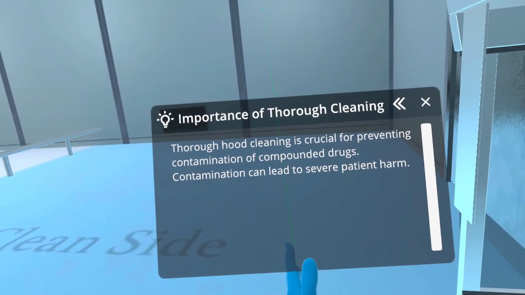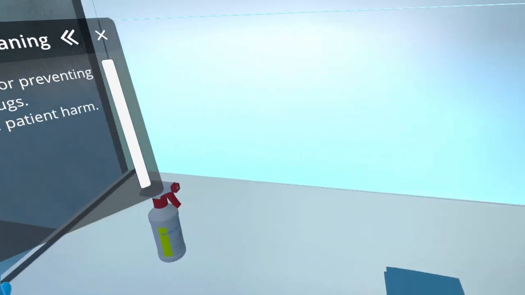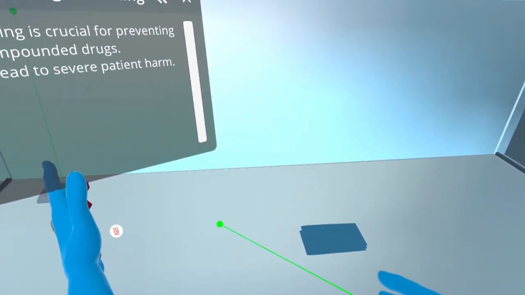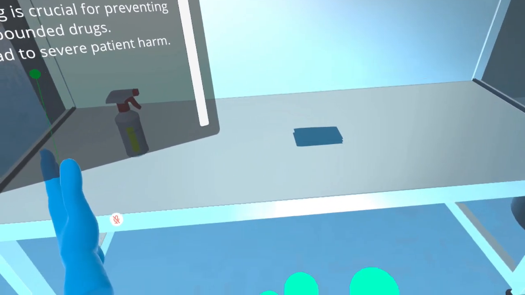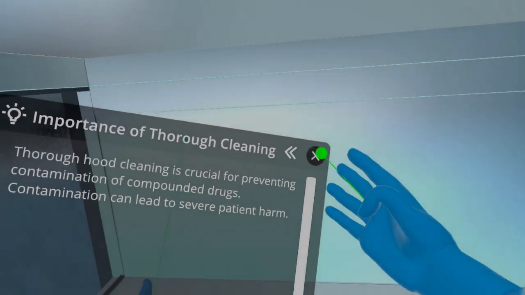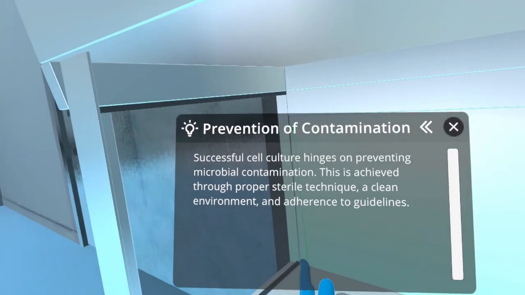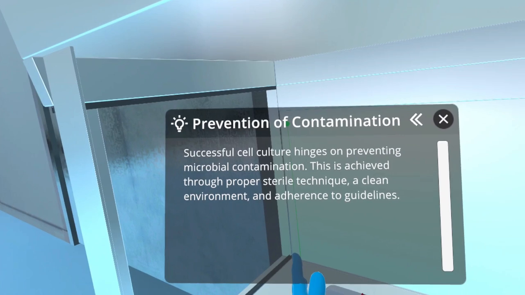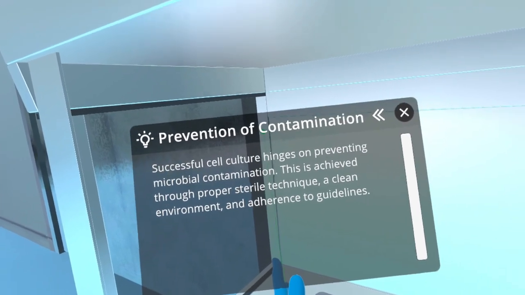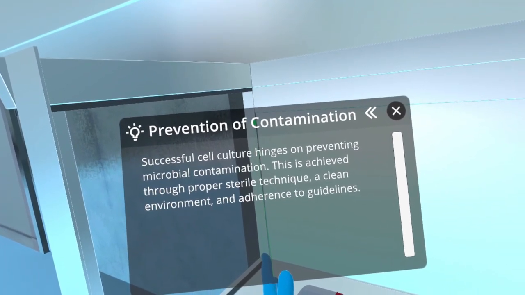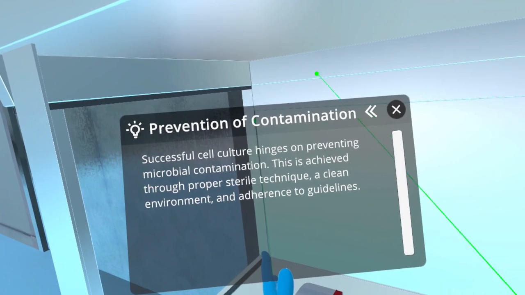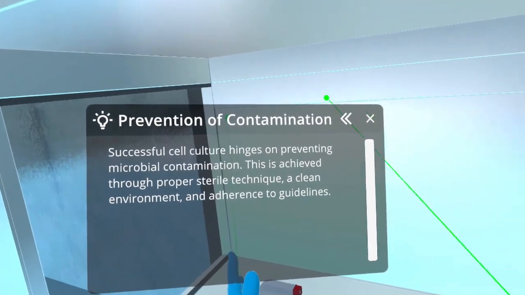Thorough hood cleaning is crucial for preventing contamination of compounded drugs. Contamination can lead to severe patient harm. Successful cell culture hinges on preventing microbial contamination. This is achieved through proper sterile technique, a clean environment, and adherence to guidelines.